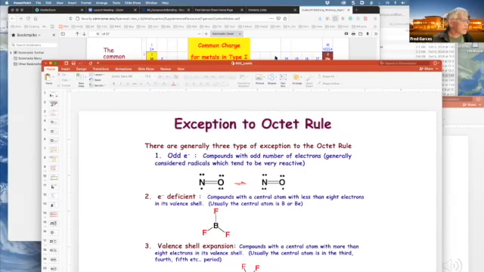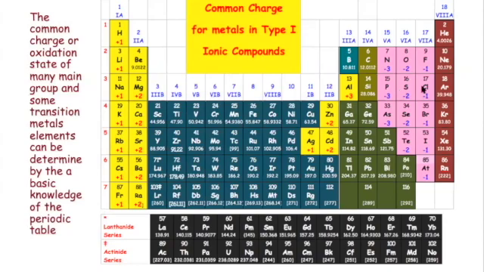Elements here in the periodic table, once you get into the 3rd period... How do you know it's the 3rd period? It's got 3 right there. But remember, the d orbitals start showing up on the 3rd shell. So any element in the 3rd period and lower, 4th period, 5th period, can actually use their d orbitals. And we have something called valence shell expansion.